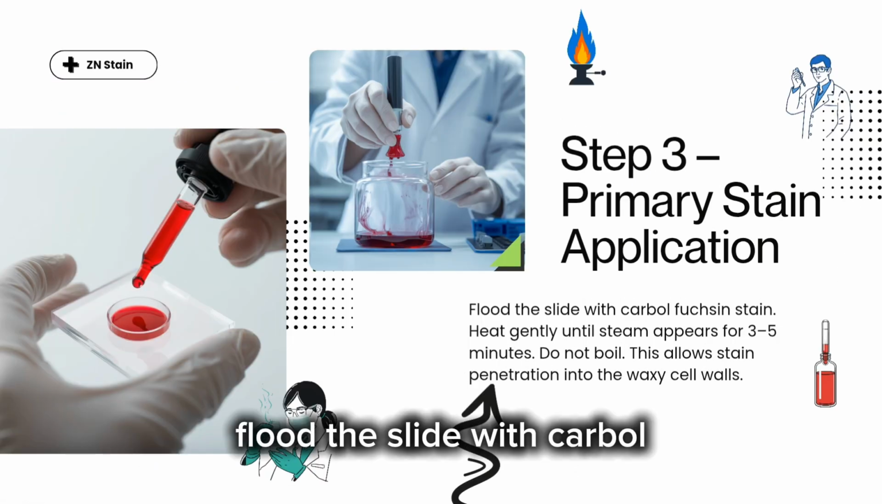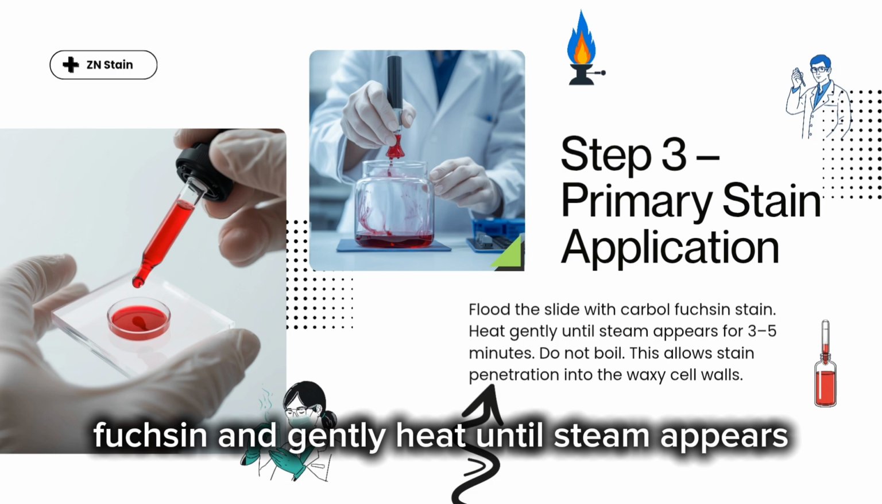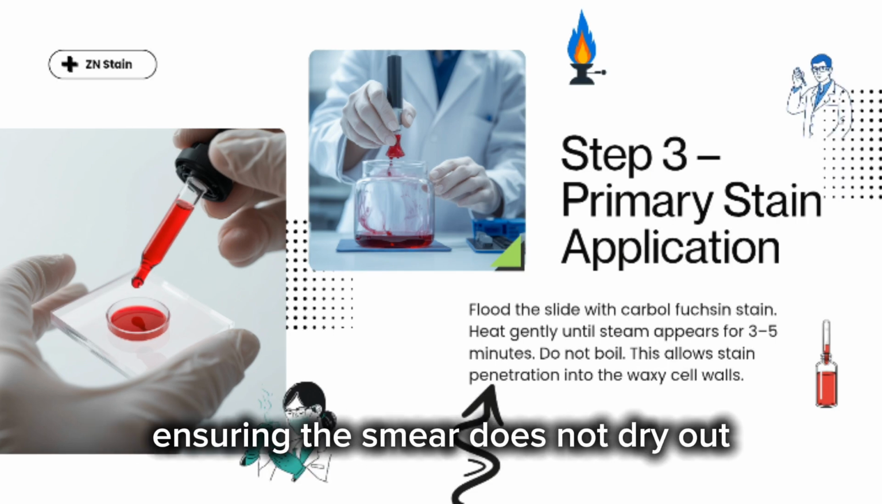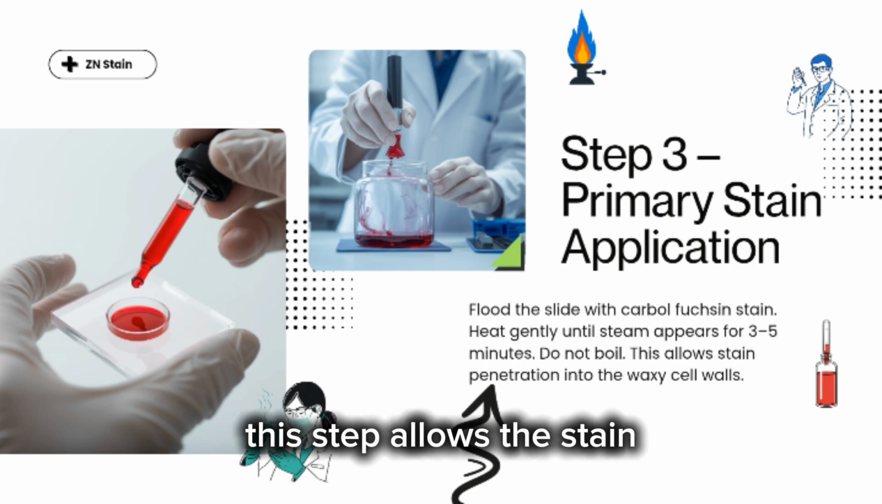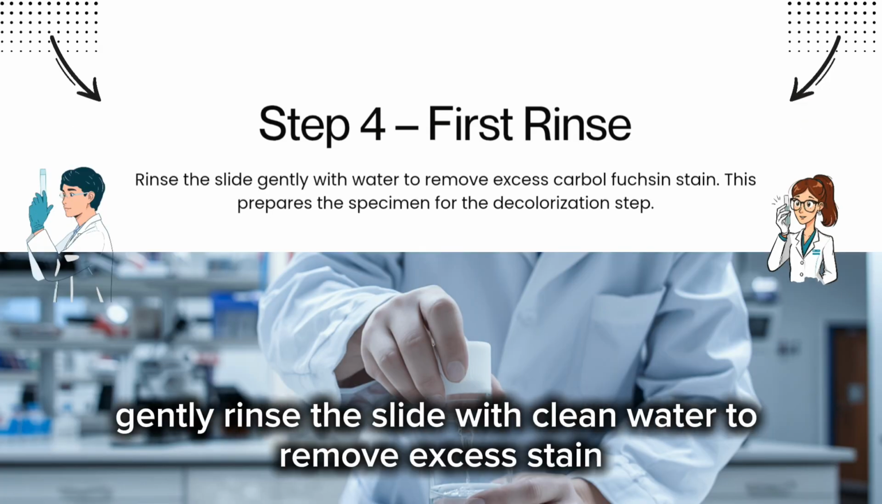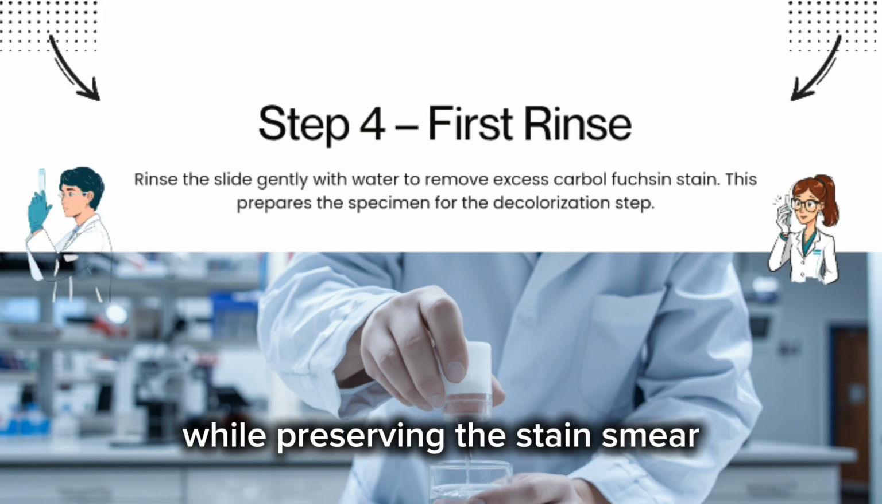Flood the slide with carbolfuchsin and gently heat until steam appears. Allow the stain to act for 3 to 5 minutes, ensuring the smear does not dry out. This step allows the stain to penetrate the waxy cell wall of acid-fast bacteria. Gently rinse the slide with clean water to remove excess stain while preserving the stained smear.